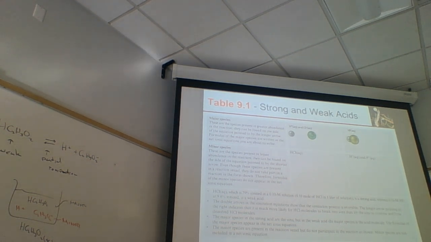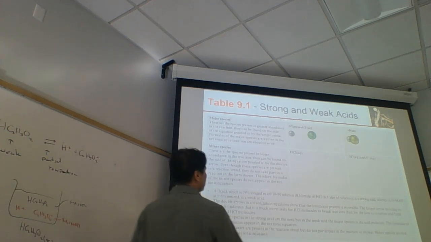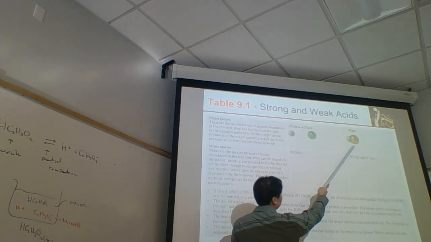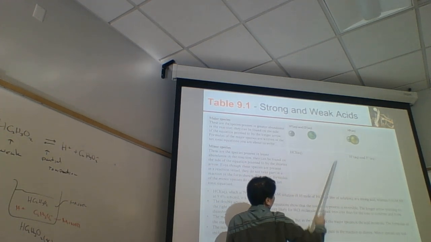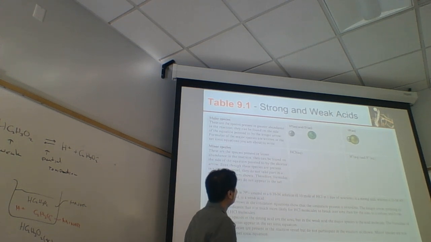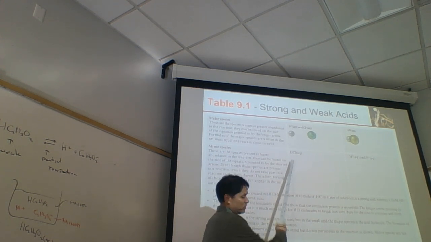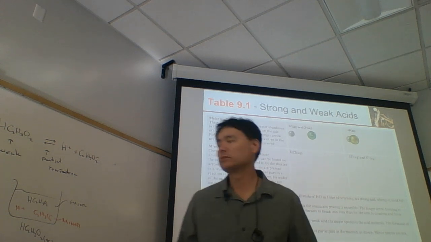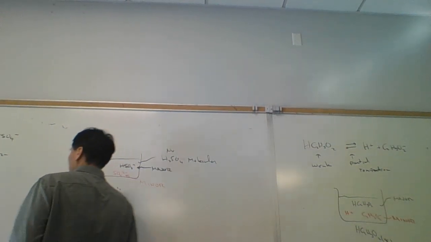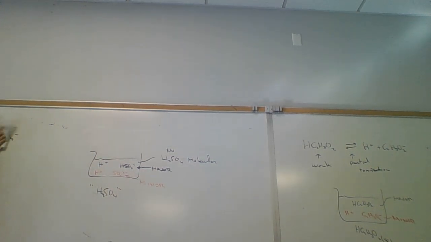So that's showing the major species. Major species in HCl, major species in HF. Minor species would be HCl molecules, but very few. And the minor species in HF would be the ions.